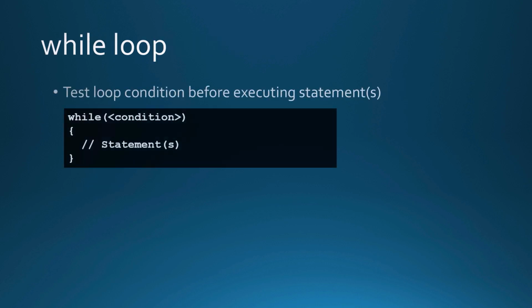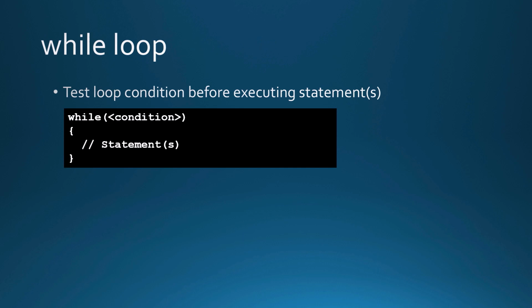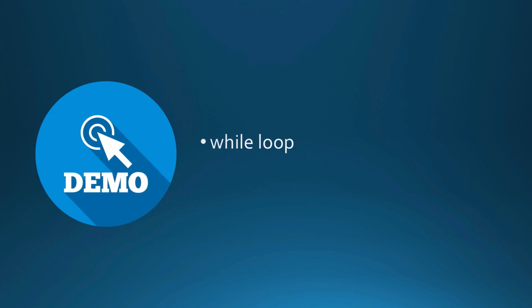The while loop tests the loop condition before executing the statement or statements. So we do a while, some condition is true, go in and execute the statement or statements. Now they may or may not execute the statements depending on that condition. If the condition evaluates to false, it won't even go in and execute any of the statements. Let's take a look at the while loop.